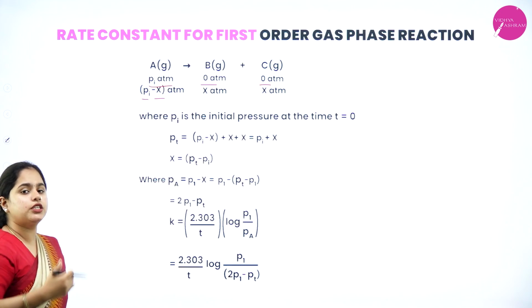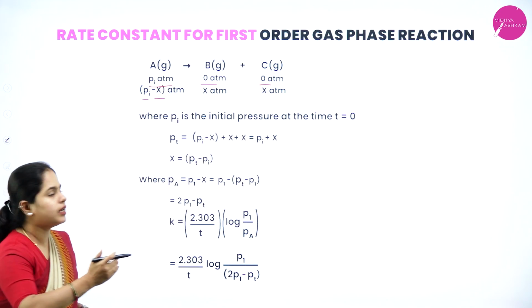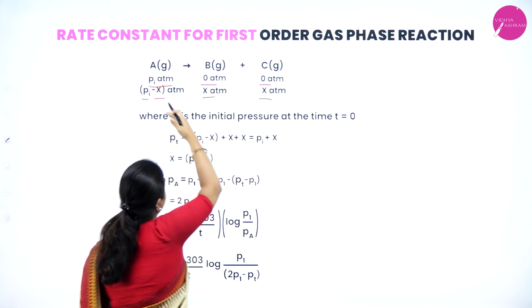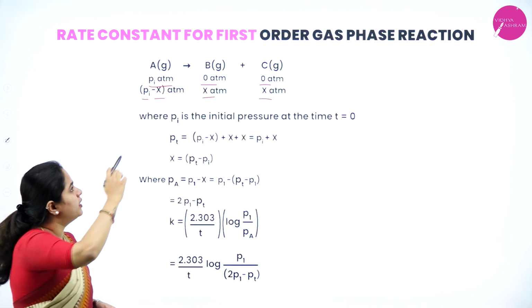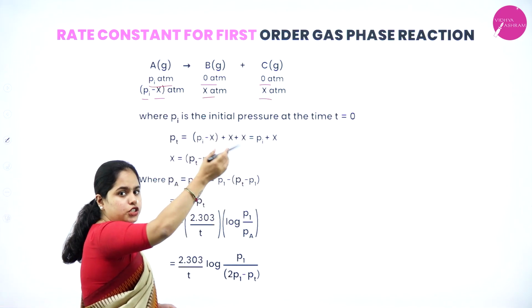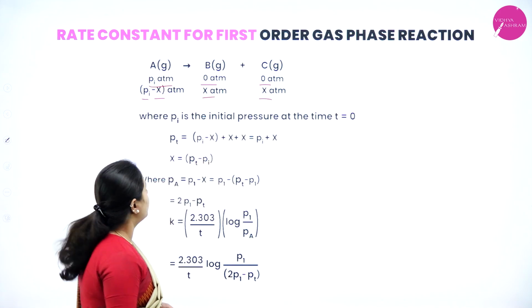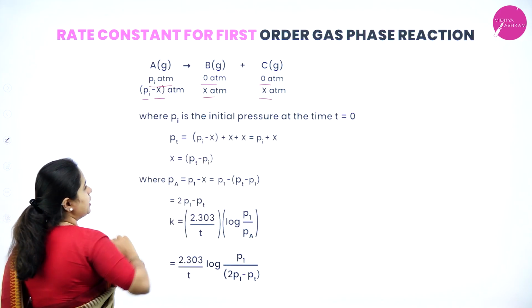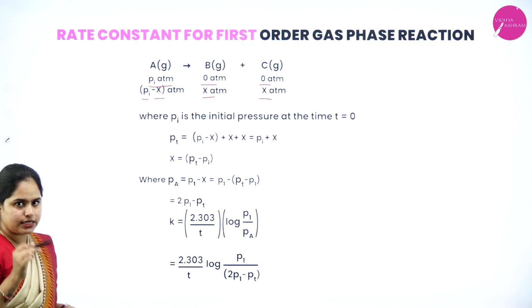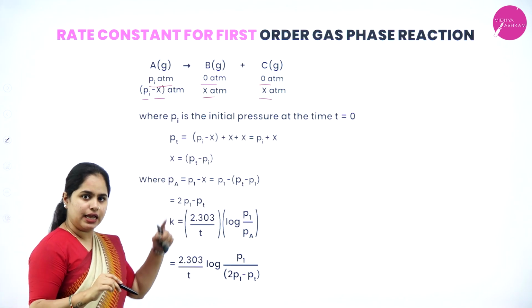So what will be the pressure in B and C? It will be the same, right? It will be x and x. How much has it reduced here? That will be exactly equal to the pressure formed in B and C. Okay, so now at time t, the pressure of A is Pi minus x, for B it is x and for C it is x.